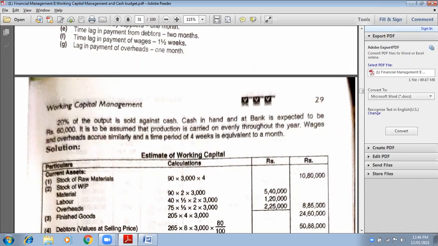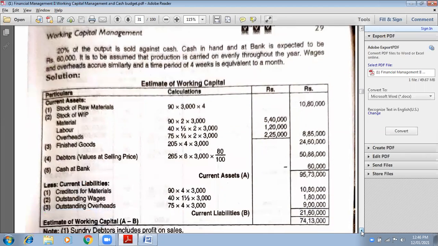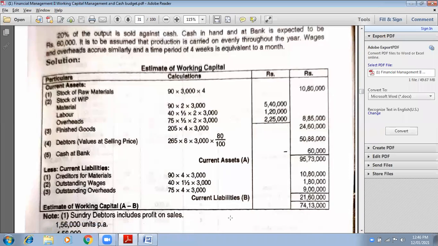So now you can tell me everything is done. Every item of current assets and current liabilities is done. Now your job is to calculate the total current assets and the total current liabilities. Put current assets in block A. Similarly, do it with current liabilities and put it into block B, and then both will be deducted. A minus B, you will get net working capital. Do this much and let me know.